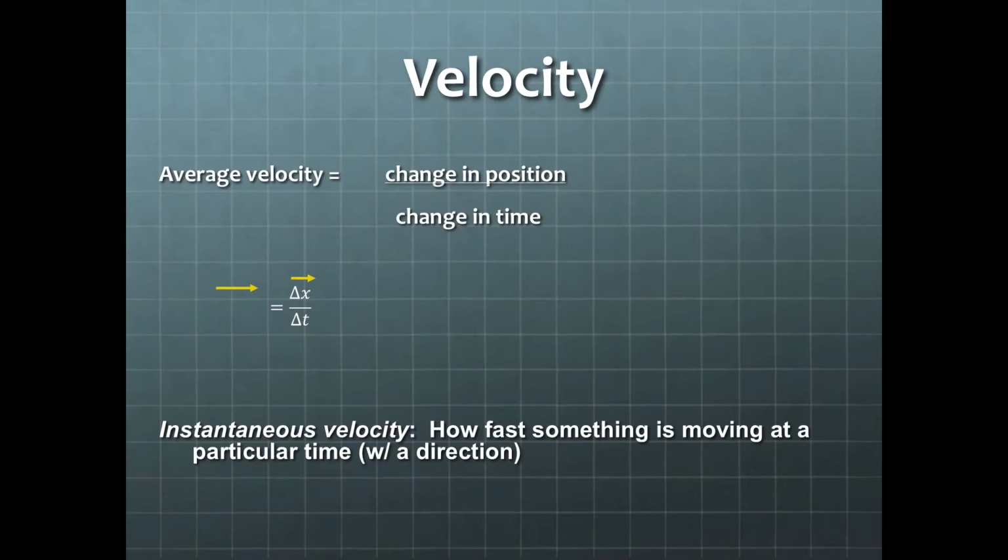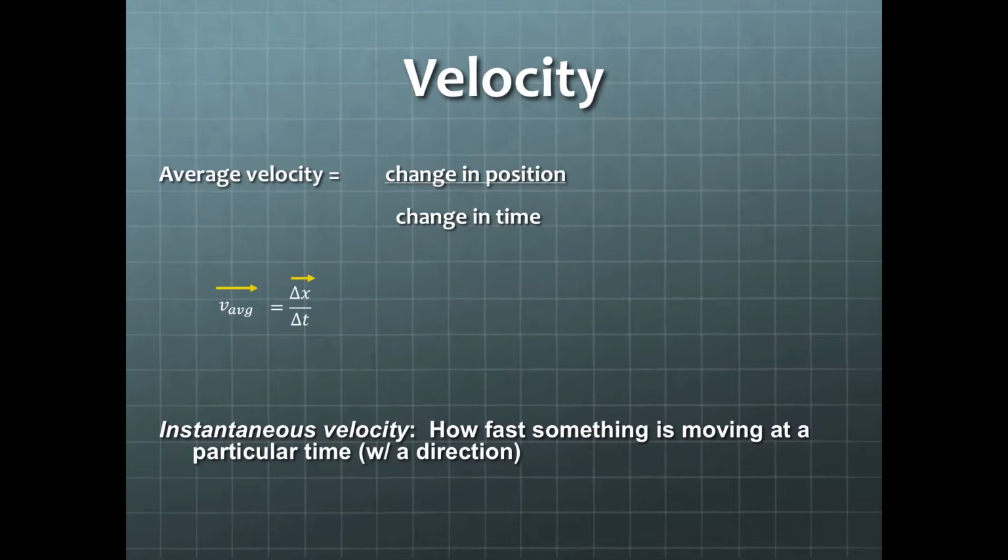Let's move on to velocity. Average velocity is defined as the change in position divided by the change in time. If you recall, change in position is the definition of displacement. The abbreviated version for the average velocity equation is delta x over delta t.